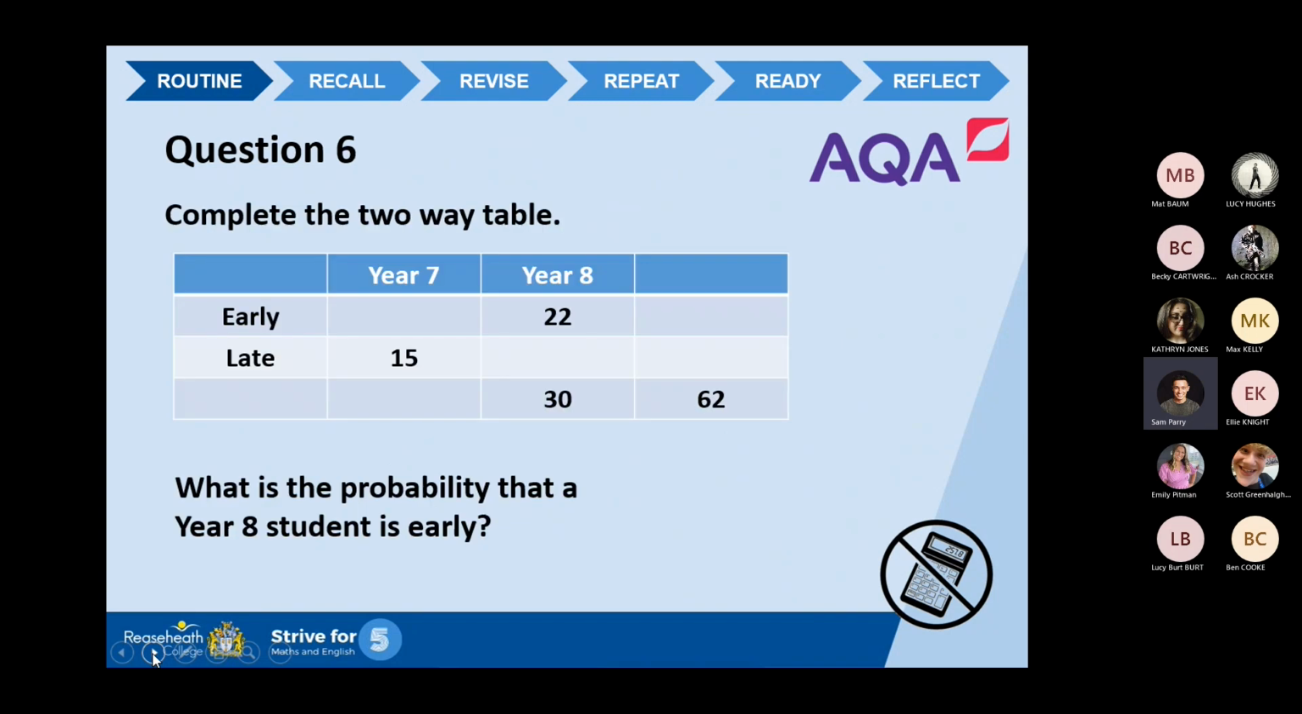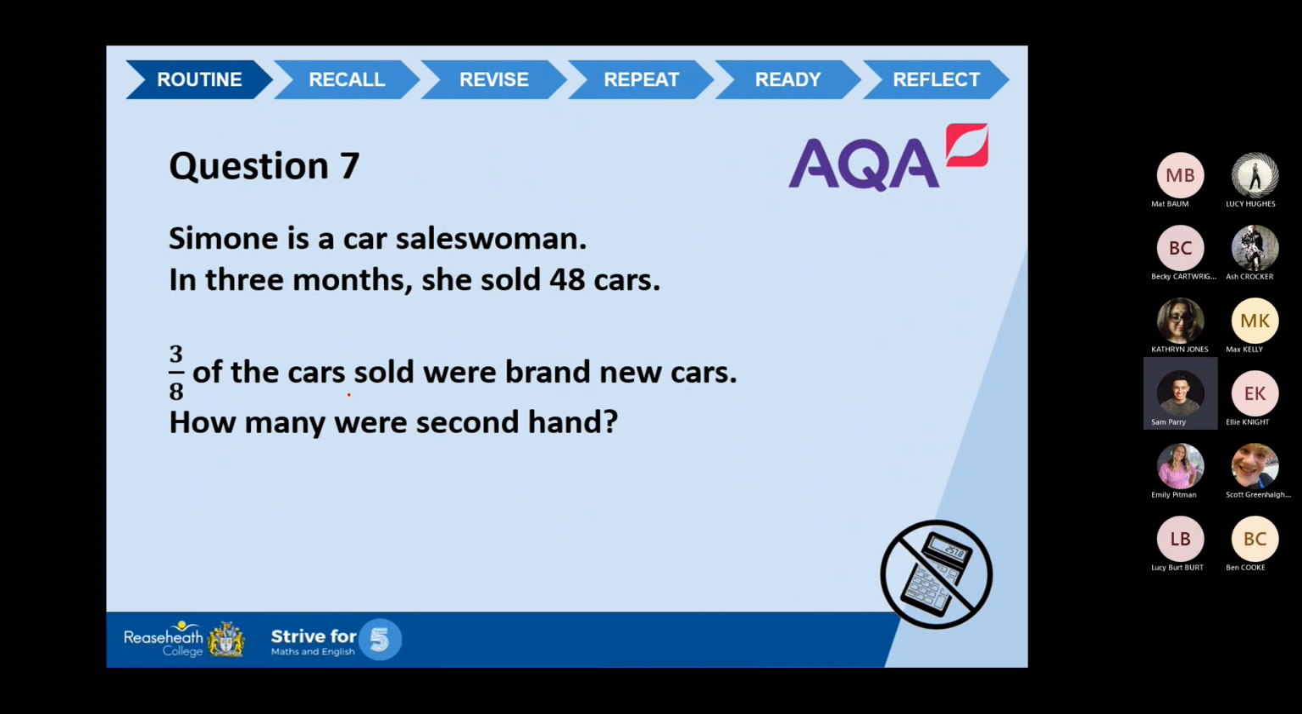Question 6 is a two-way table. So copy the table down, fill in the missing numbers. Here, here, here, here, and here. So 5 missing numbers. And then the last question, question 7, fractions of an amount.